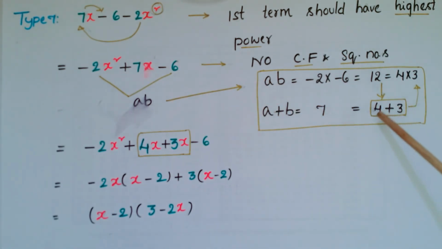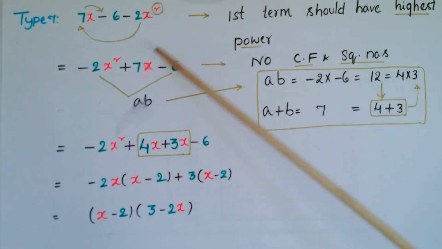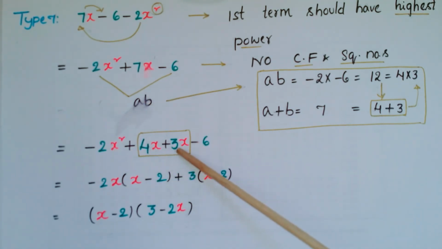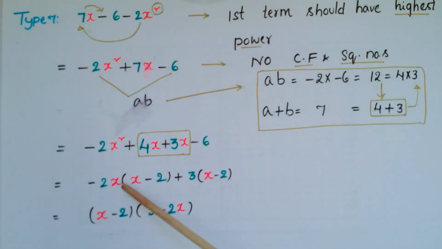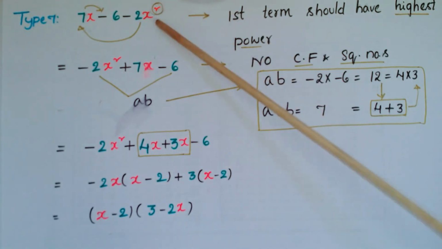So if you choose the numbers 4 and 3, then 4 plus 3 is 7 and 4 into 3 is 12. So you have to write minus 2x square plus 7x, we can write as 4x plus 3x, minus 6. So minus 2x is common here, into x minus 2 plus 3 into x minus 2. Then x minus 2 into 3 minus 2x are the factors of this expression.